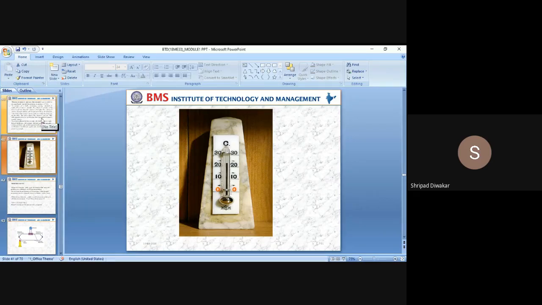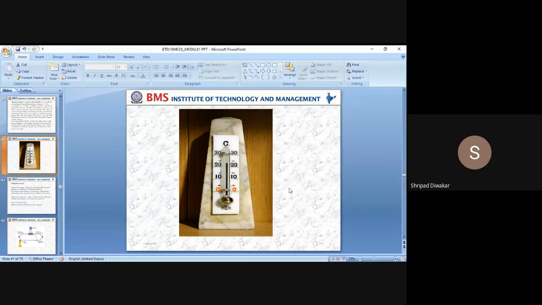The first advantage is that it has a very low specific heat, and it absorbs a very little quantity of heat from the source. Suppose you use other thermometric fluids, in that case they absorb a large quantity of heat from the source. So this is one main advantage of mercury: it has a very low specific heat, hence it absorbs a lower quantity of heat from the source.